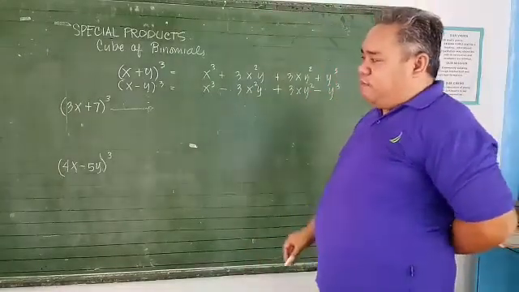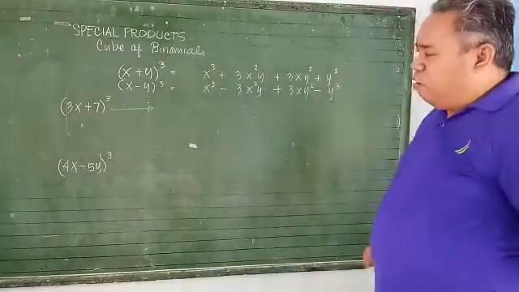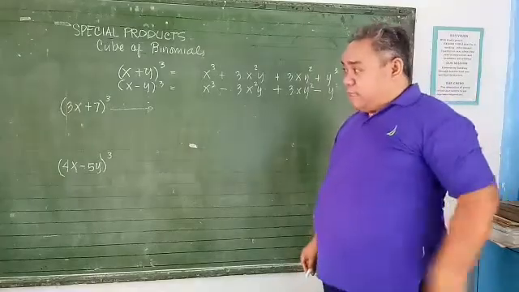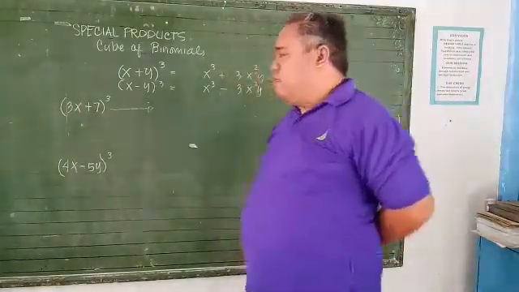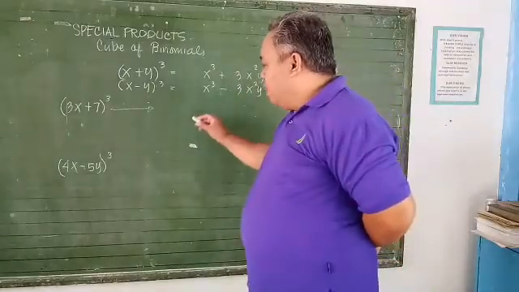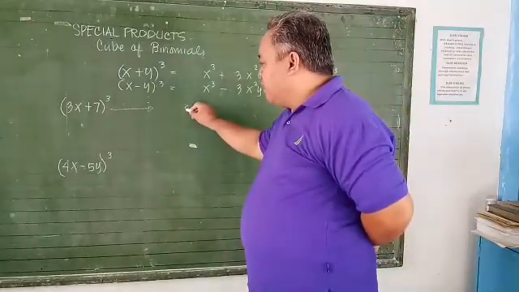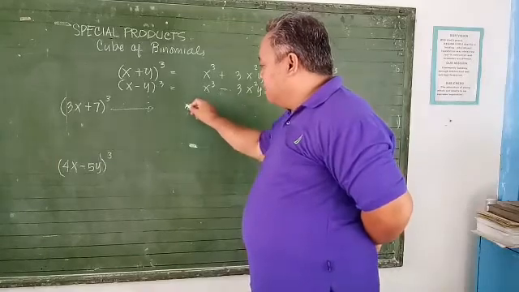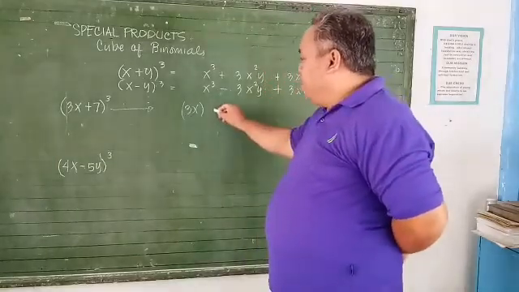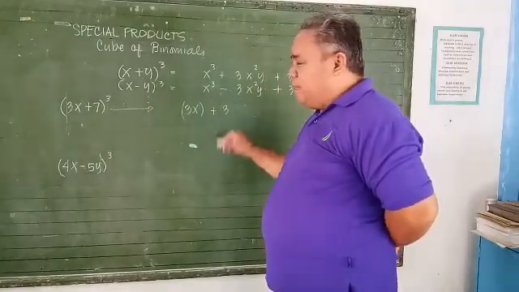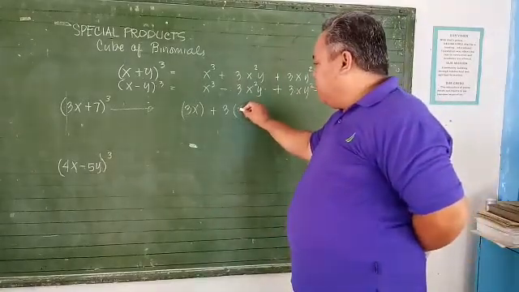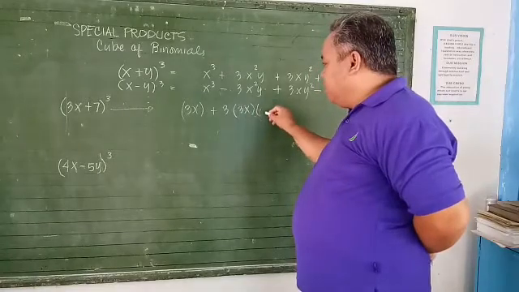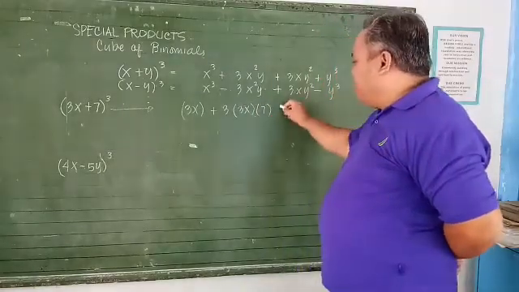So, let's say we have given 3x plus 7, or the cube of quantity 3x plus 7. So, remember, your first term is 3x and your second term is 7. So, let us put first our first term. That is 3x. Ganyan. Then, plus 3. Bakit 3? Constant yung 3 dyan kasi cube nga yan. First term is 3x. Second term is 7. Ayan. Kopyahin nyo lang siya.